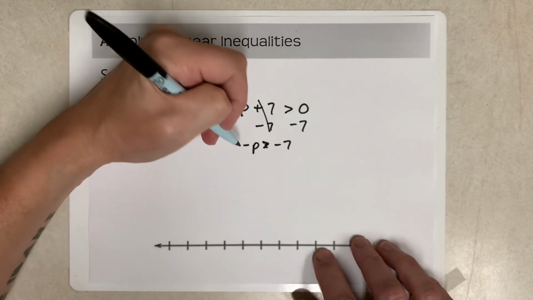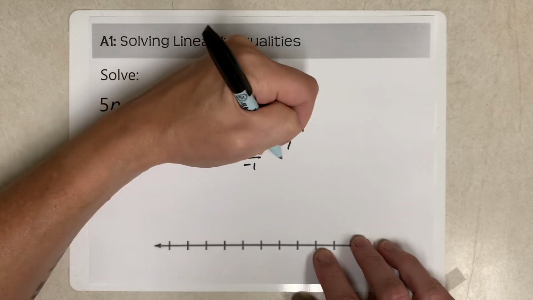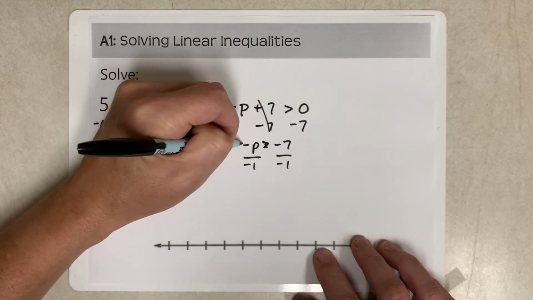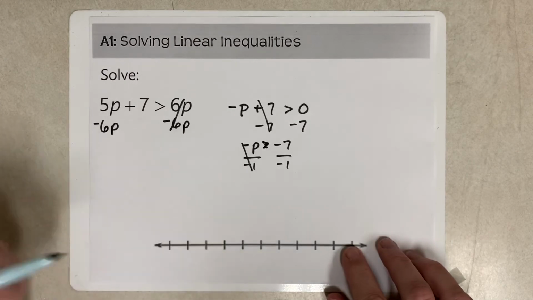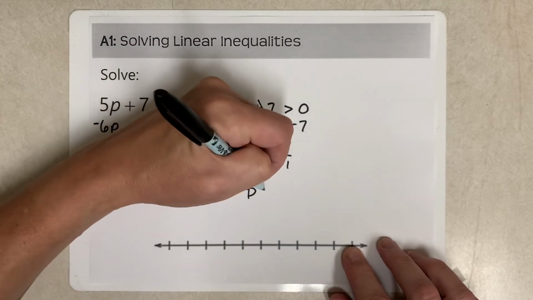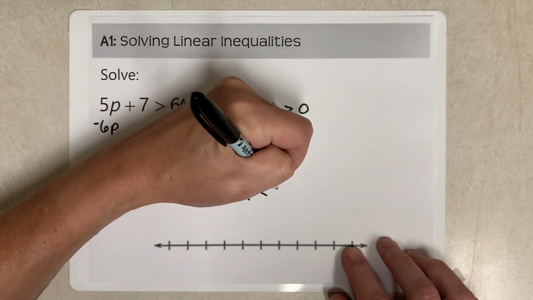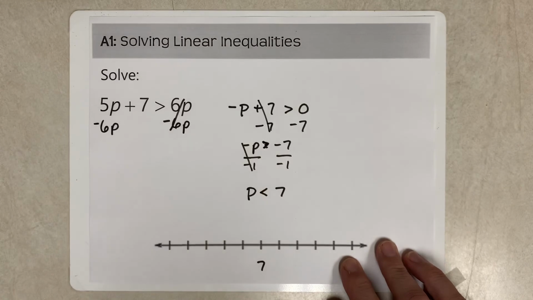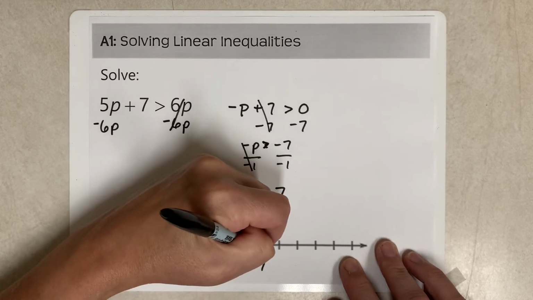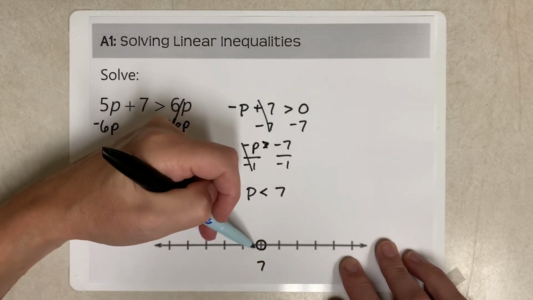But I have a -p right there, so I have to divide both sides by -1. If you multiply or divide, and I'm going to say that again, multiply or divide, not add or subtract, if you multiply or divide both sides by a negative, you have to flip the symbol. And so now p is going to be less than +7. And so I need a 7 in the middle. It's going to be an open circle and shade it to the left.